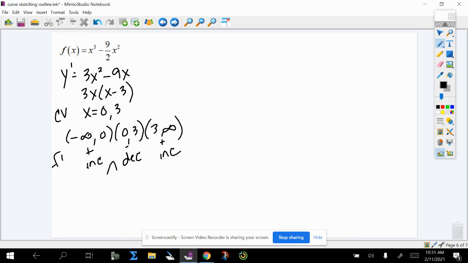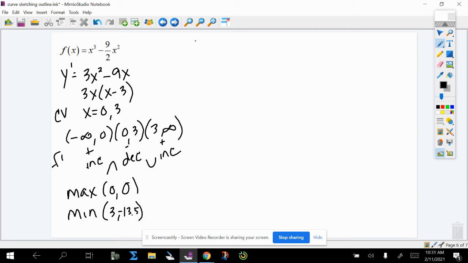So I actually have two extrema here. I have a maximum at 0, and I have a minimum at 3. The y values are going to be found by going back to the original. So if I put 0 into the original, I get 0. If I put 3 in, I am going to get a fraction or decimal, and that's perfectly fine. So I'm going to do 3 to the third minus 9 divided by 2 times 3 squared. I get negative 13.5. You can write it as a fraction if you want, although I think decimals are easier to consider when you graph.